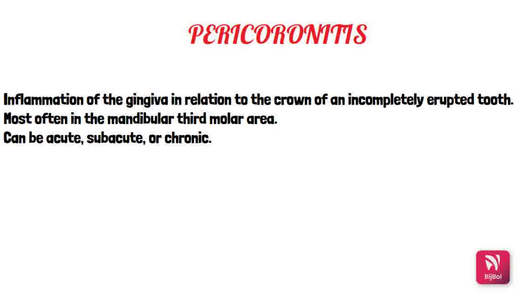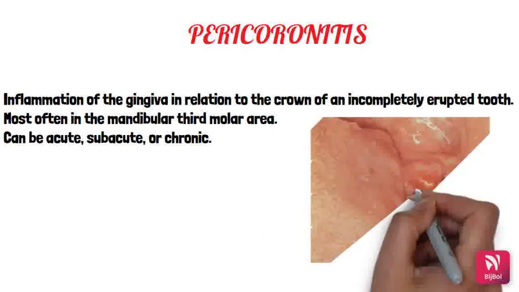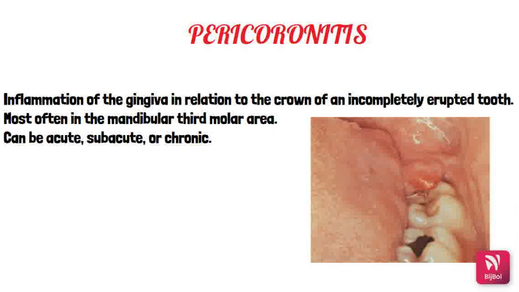So it's inflammation of the gingiva in relation to the crown of an incompletely erupted tooth. It is most often seen in the mandibular third molar area. This pericoronitis can be acute, subacute or chronic. The partially erupted or the impacted mandibular third molar is the most common site of pericoronitis.